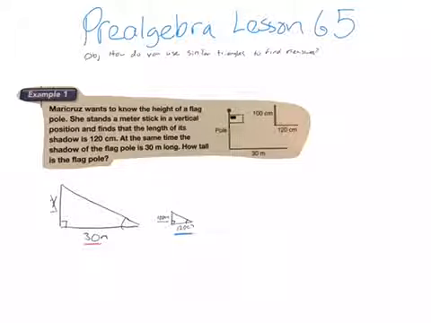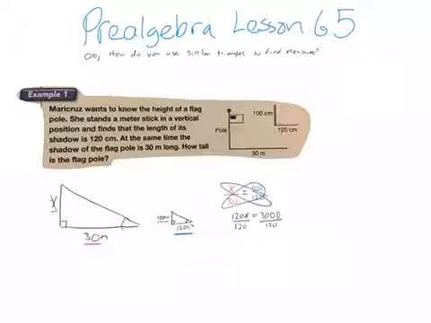So the height, I'll say X, over the length, which is 30, is equal to the height over the length. So now we can use our butterfly method. This times this is 120x is equal to this times this. It's equal to 3,000. To get that x, the 120 is multiplying, so the opposite is to divide by 120.